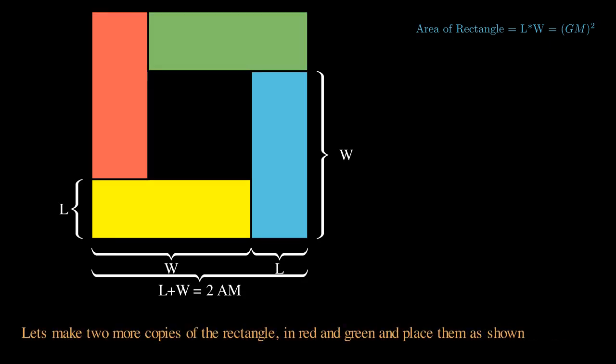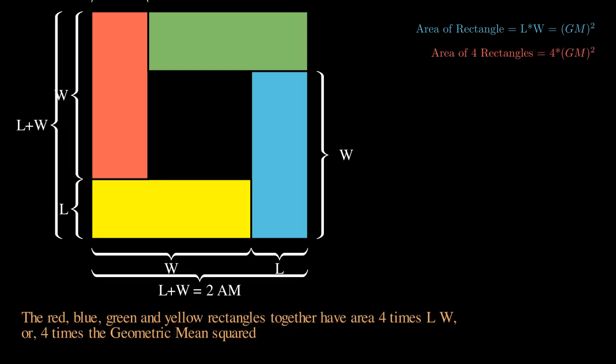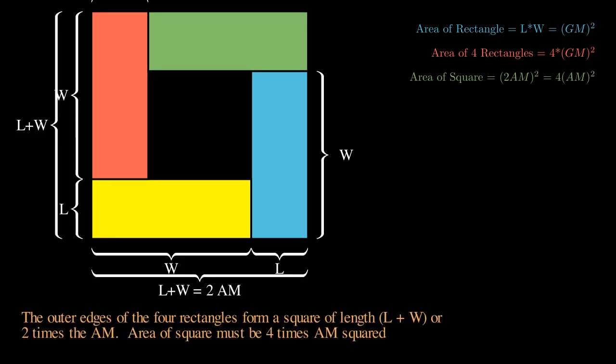Let's make 2 more copies of the rectangle, in red and green, and place them as shown. The red, blue, green and yellow rectangles together have area 4 times LW, or 4 times the geometric mean squared. The outer edges of the 4 rectangles form a square of length L plus W, or 2 times the AM. Area of the square must be 4 times AM squared.